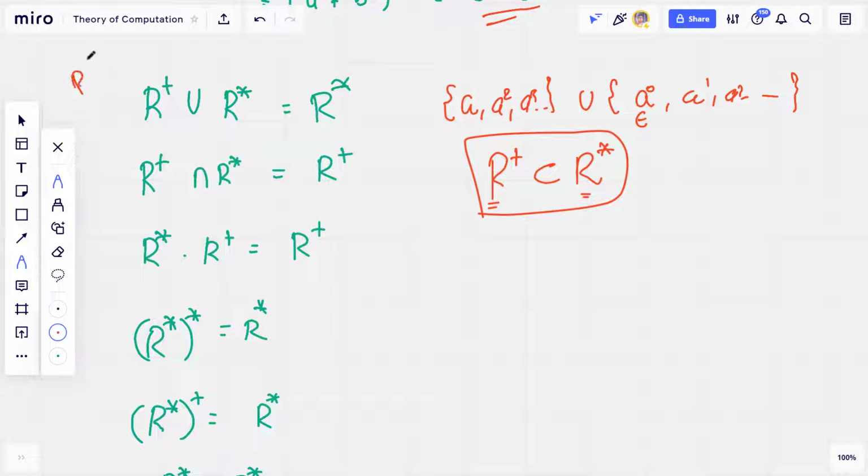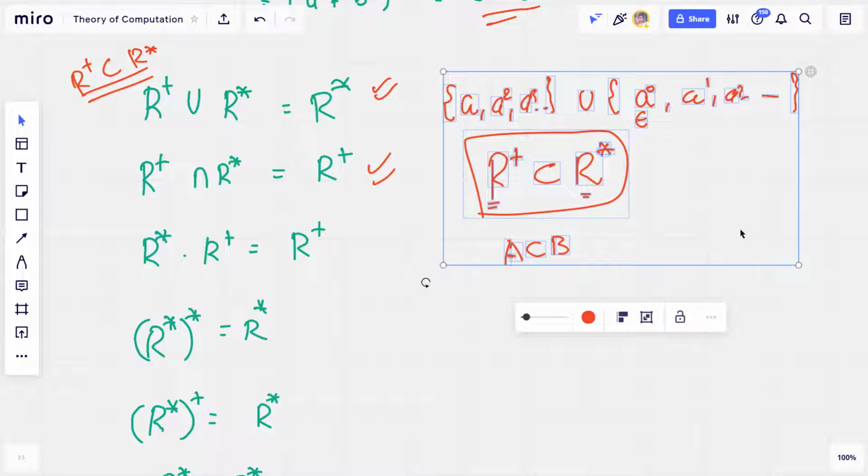So as R plus is a subset of R star, of course, this is simple set theory. If A is a subset of B, A union B will be equal to B only, and A intersection B will be A only, right? So these two properties come from that. Good.